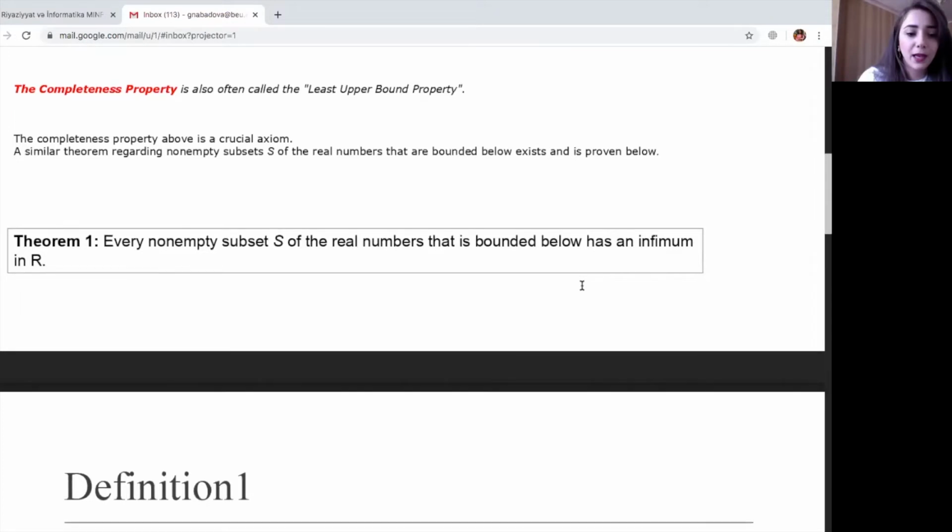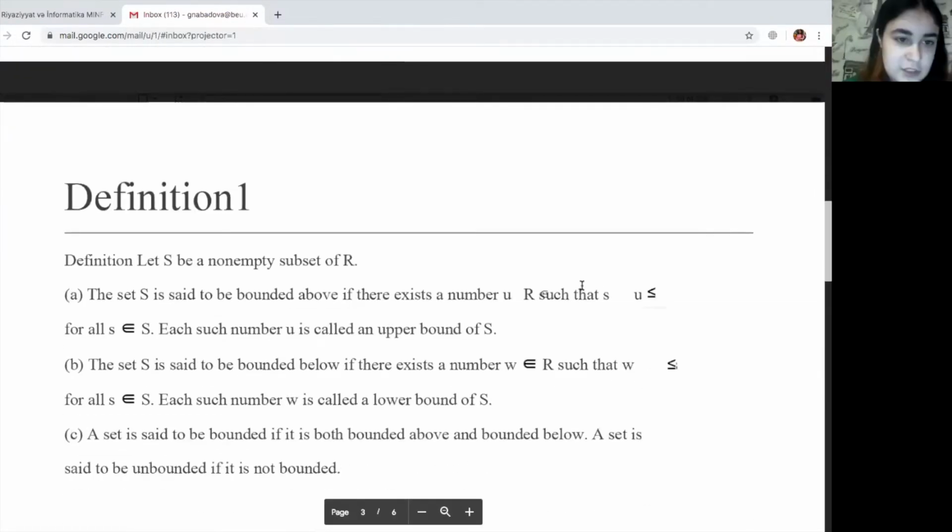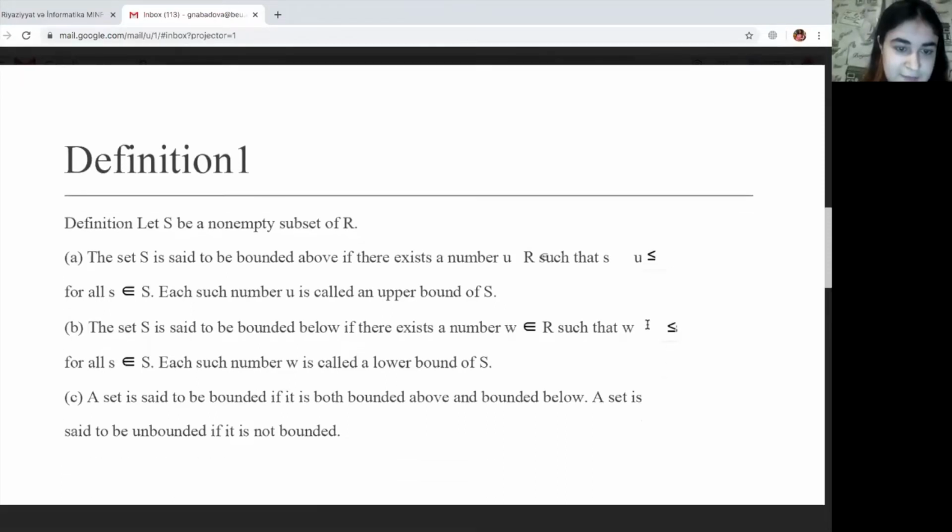So I will continue with the next slide, Definition 1. Here, let S be a non-empty subset of R. So here we have some properties about it. A1, the set S is said to be bounded above if there exists a number U belonging to R such that s is less than or equal to U for all s belonging to S. Each such number U is called an upper bound of S.